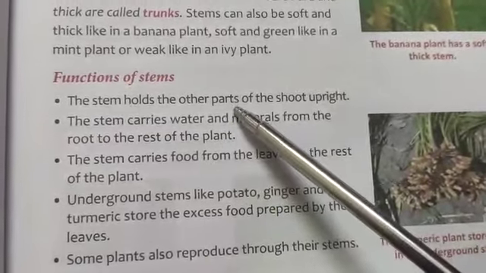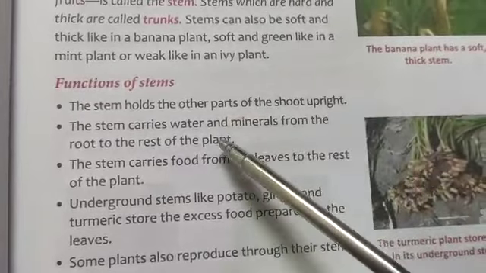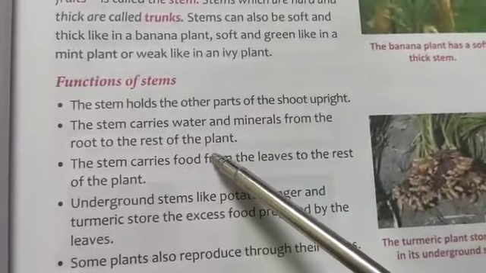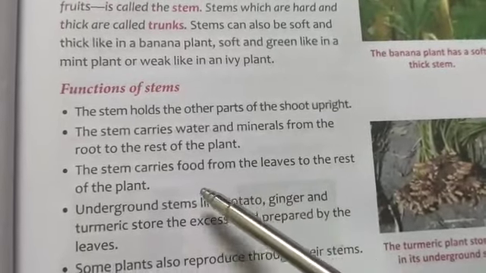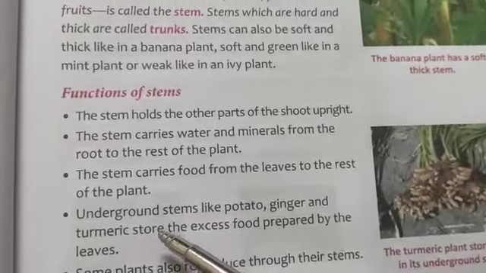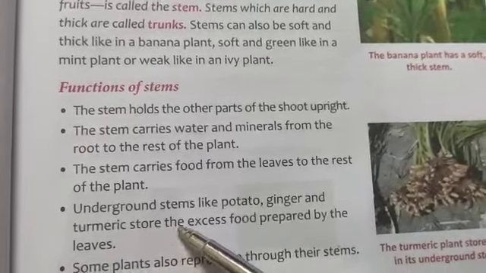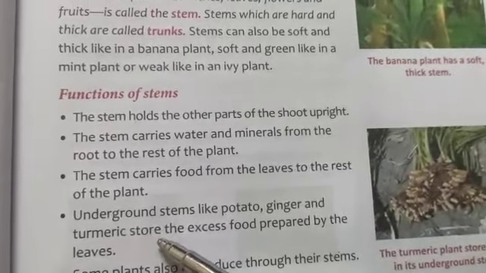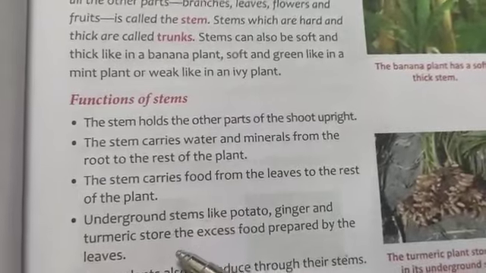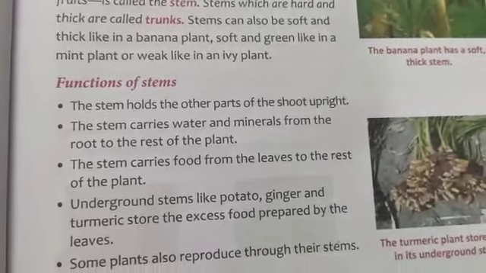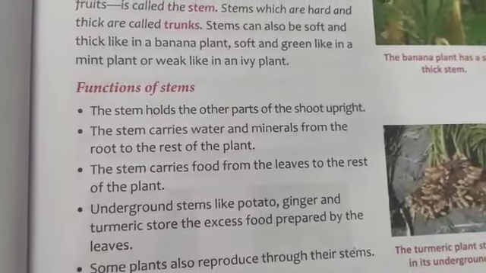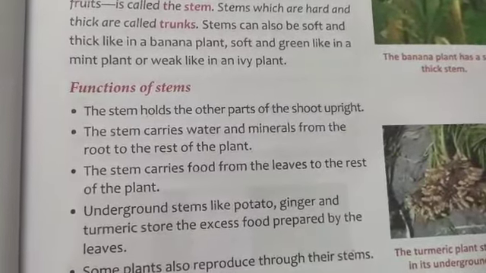They hold the other parts of the shoot upright. They carry water and minerals from the root to the rest of the plant. They carry food from the leaves to the rest of the plant. Some underground stems store food, like the potato, ginger and turmeric. And some plants also reproduce, that is, new plants grow from the stems.